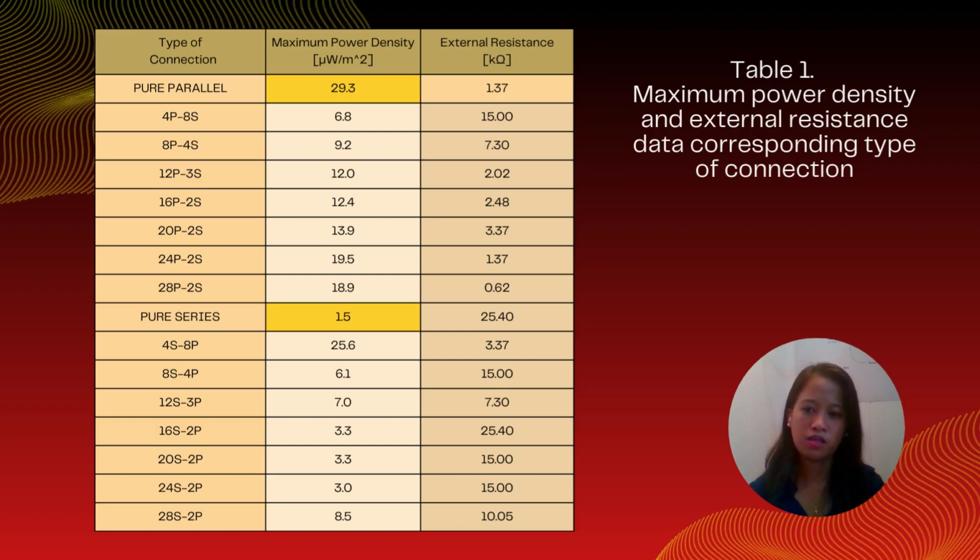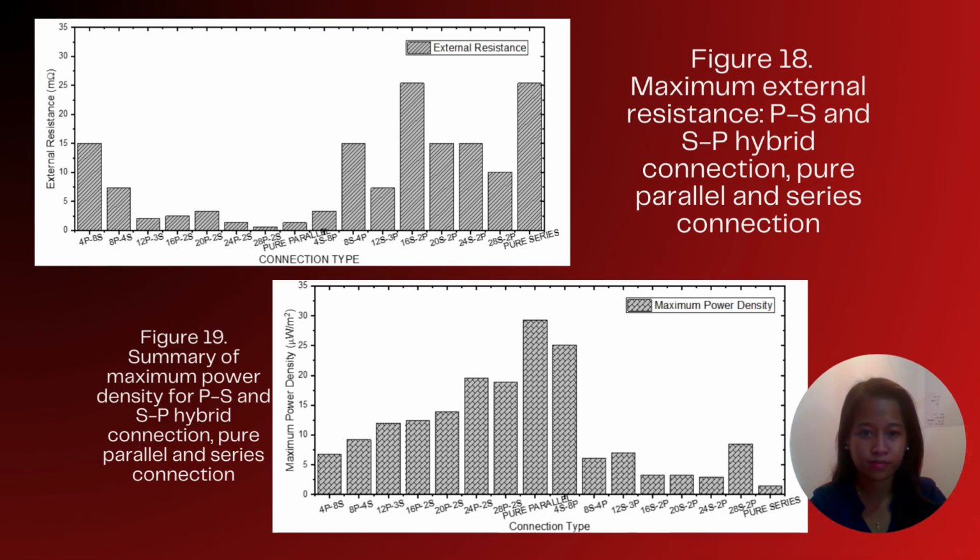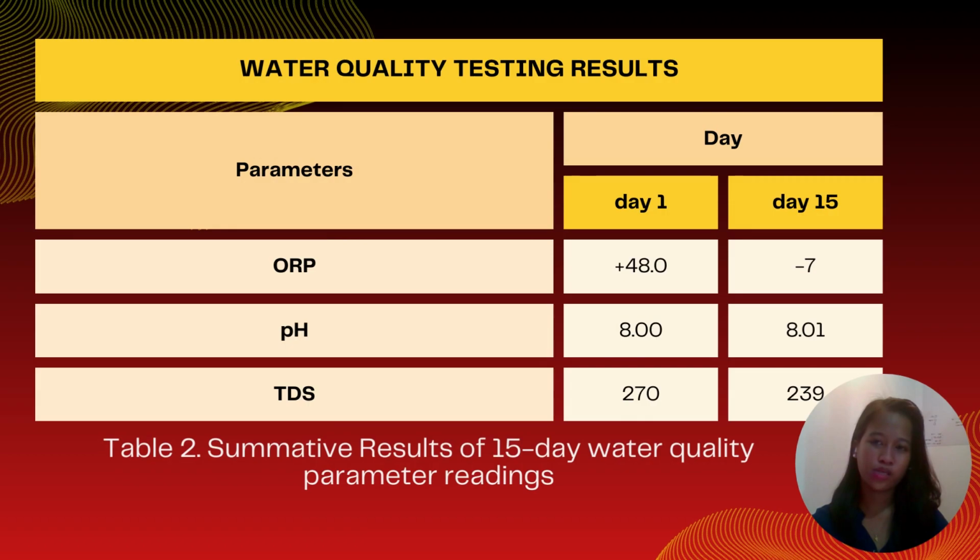So here you can see the maximum power densities generated per electrical configuration against their external resistances. So here is the comparison of the maximum external resistances of each electrical configuration from 4P to 8S hybrid connection to pure series connection. The wastewater was tested for its ORP, pH, and TDS daily for a 2-week duration using a multi-parameter water quality monitor.